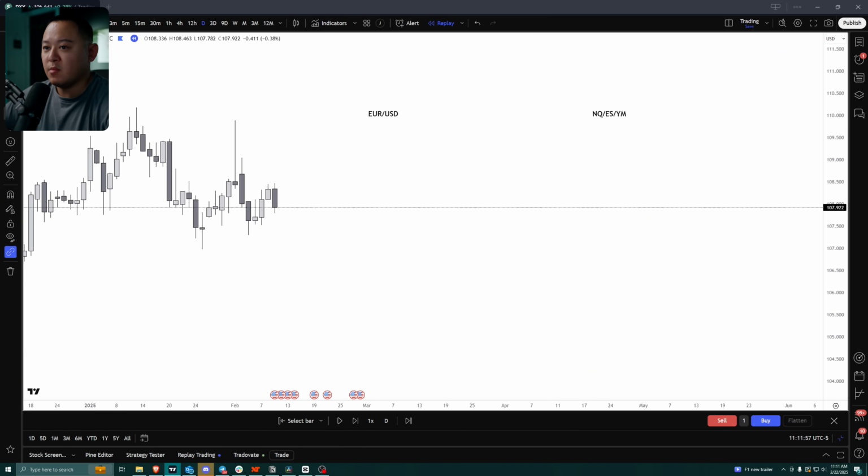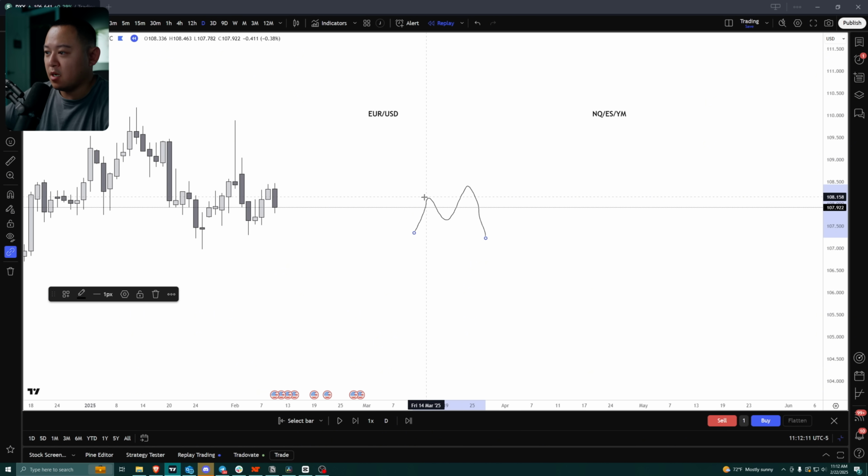Now, what is SMT divergence and how can we spot it? Essentially what it is, we have two markets that are not in agreement, so they're not in sync. That's causing the divergence. So for this example, what I'm looking for is this. The dollar is creating a higher high, but that means the euro, if the markets were in sync and there wasn't any divergence, would create a lower low. But in this trade example, that's not the case.